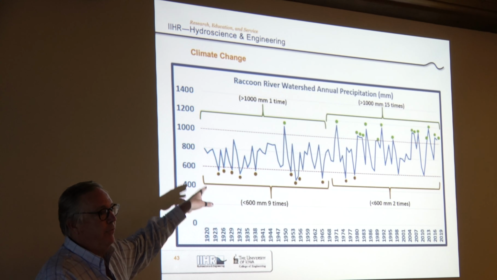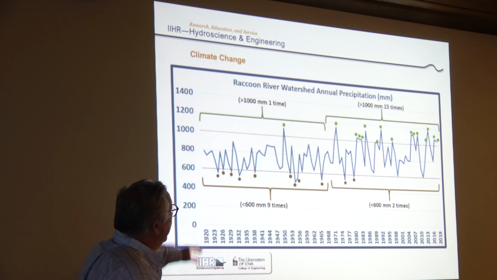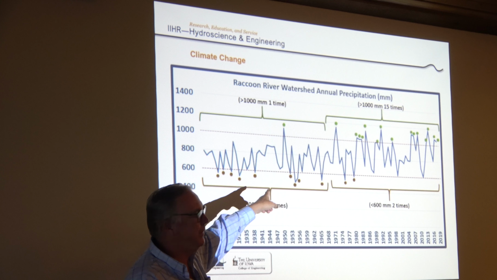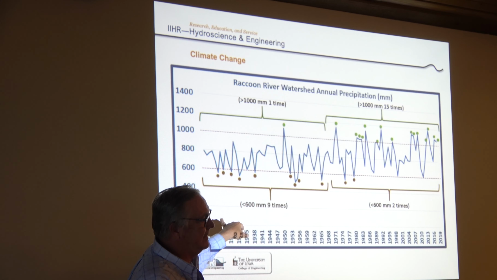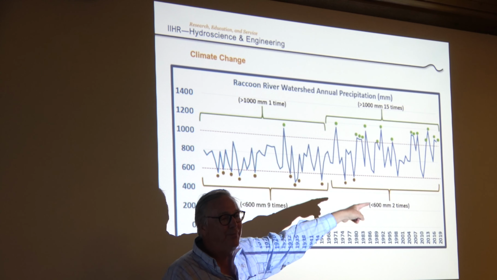This is the Raccoon River watershed. It's annual precipitation, and 100 years, I divide that 100 years into two 50-year chunks. And the first 50 years, precipitation in the Raccoon River watershed exceeded 1 meter, okay, 1,000 millimeters, exactly one time in 50 years. In the first 50 years, going back to 1916. In the last 50 years, it's exceeded 1 meter 15 times, okay?